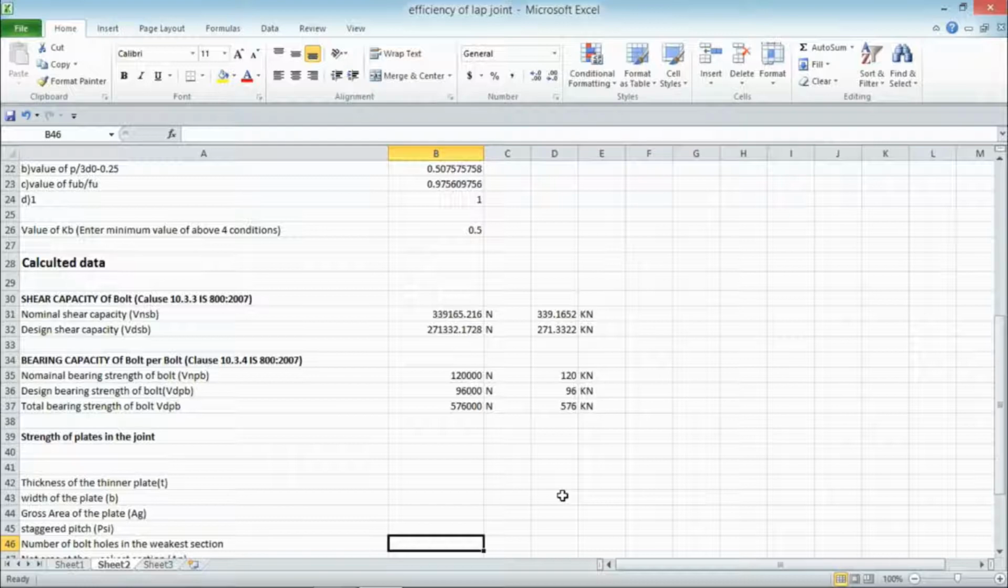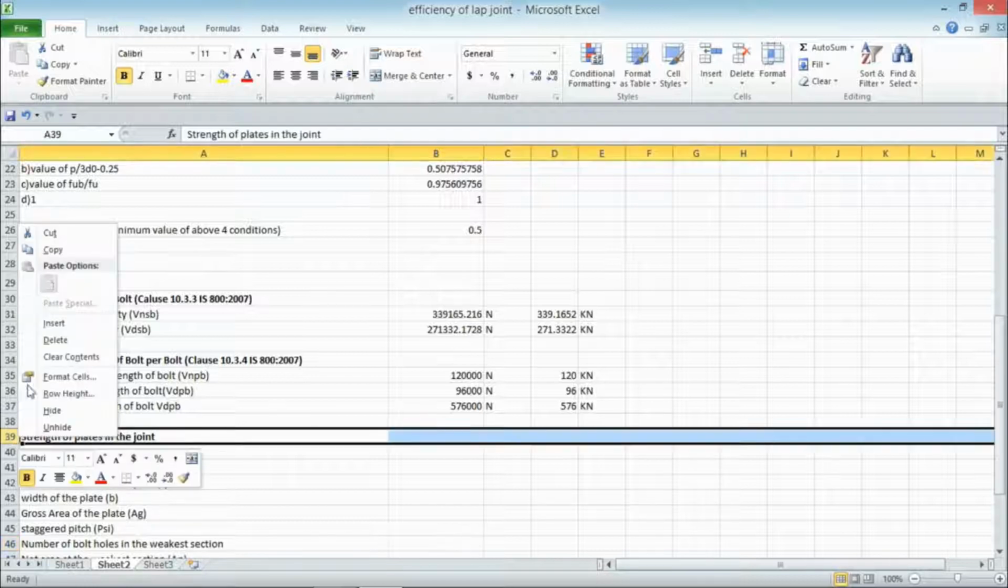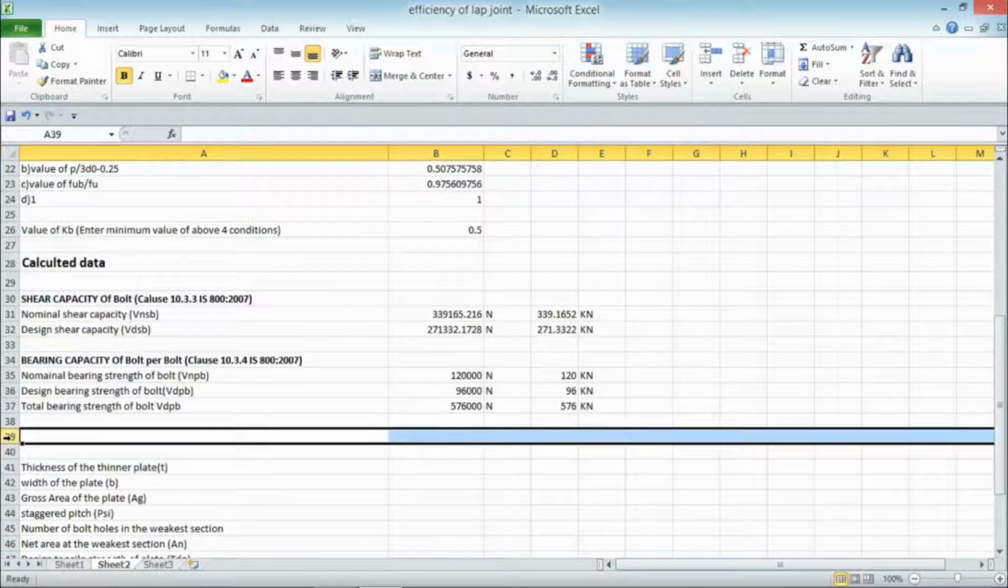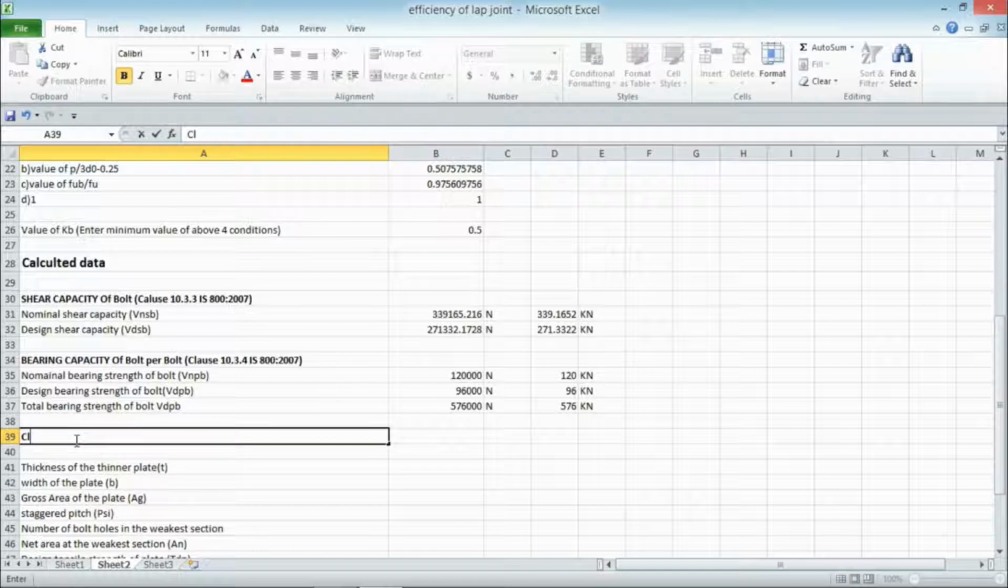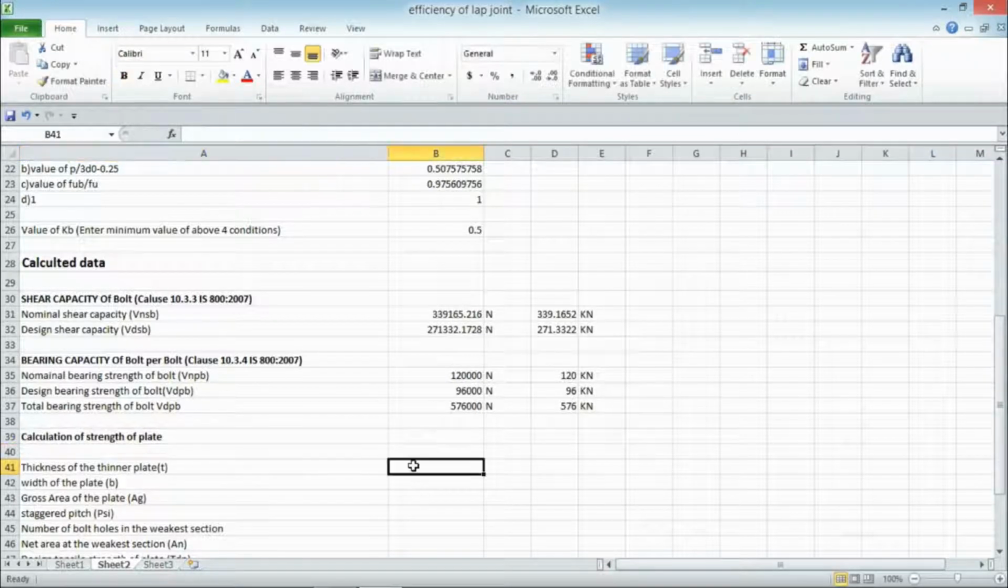If anyone is new to my channel, you can see how to calculate the shear capacity and bearing capacity of bolt in the previous tutorials, tutorial number 1 and 2. I'll give the link in the description so that you can watch those videos and come here and watch how to calculate efficiency.